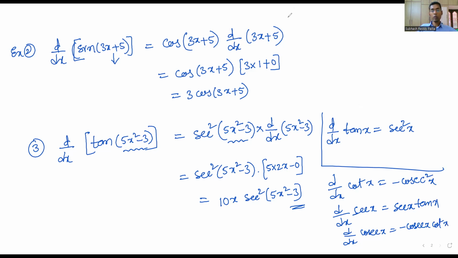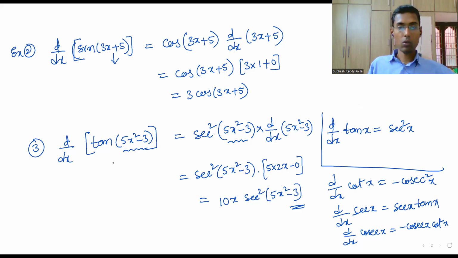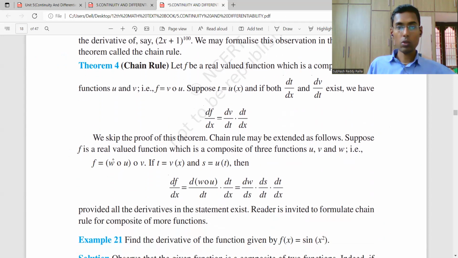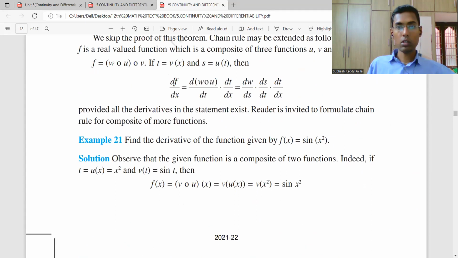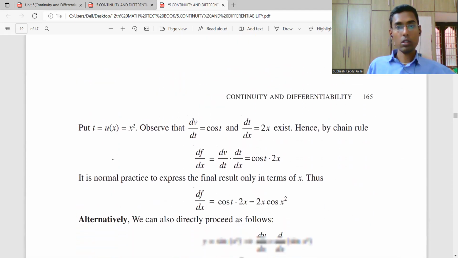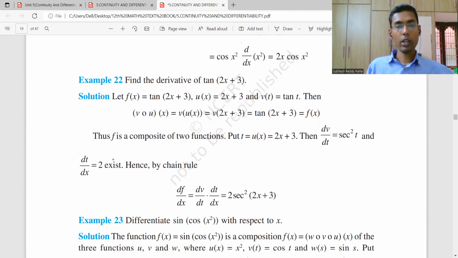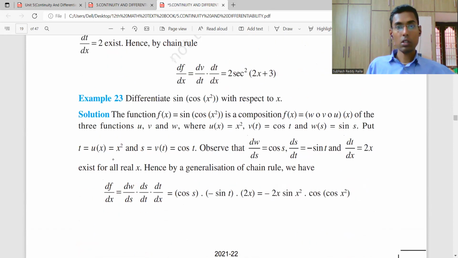Now based on this, you have an exercise. This is what is chain rule. Here d by dx of sine x square, which I discussed, we did. And you can just do the example tan of 2x plus 3, which we discussed.